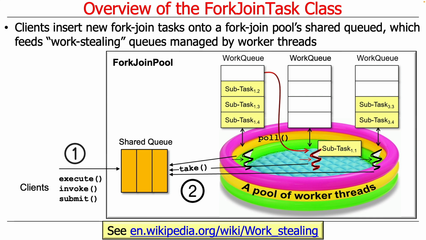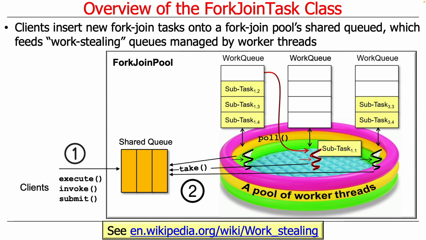What happens here when you call these methods like execute and invoke and submit is they take the ForkJoin task from a client, so this is the client over here, and they go ahead and put it in a shared queue, and the threads in the ForkJoinPool will pull things out of the shared queue and do their thing on them. So you can see this is a way of getting the work from non-ForkJoin clients into the ForkJoinPool, where things then work as they work in all cases.